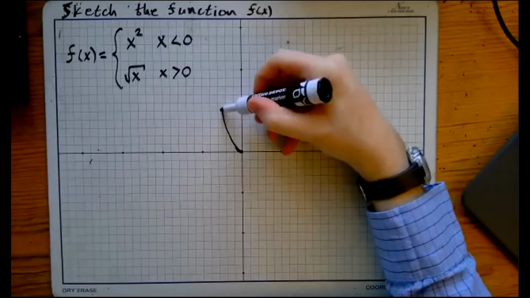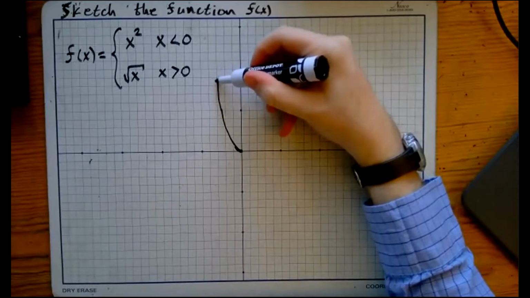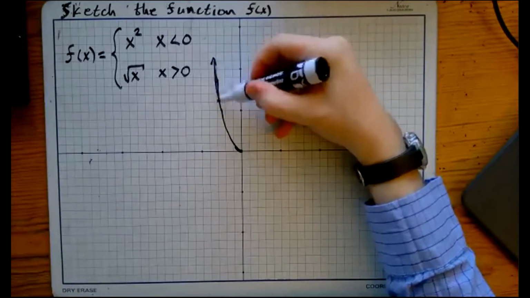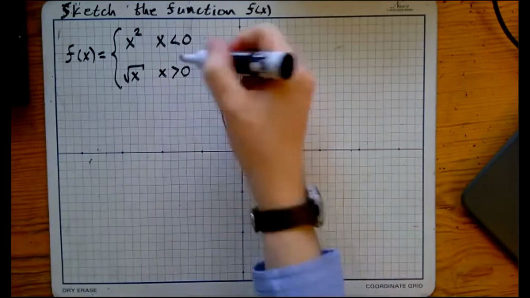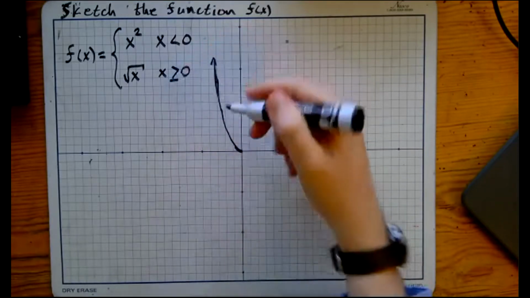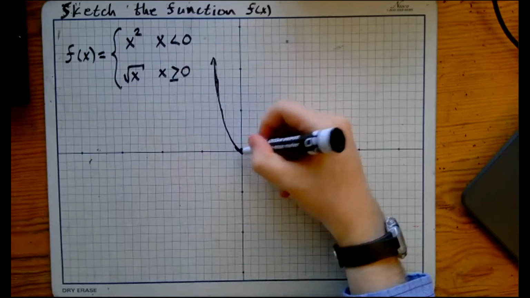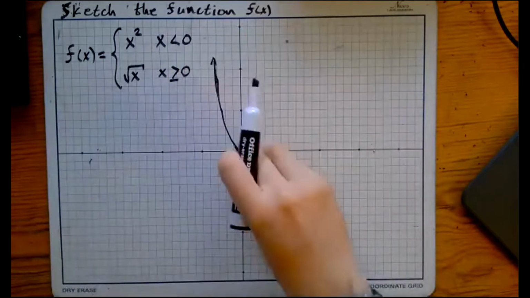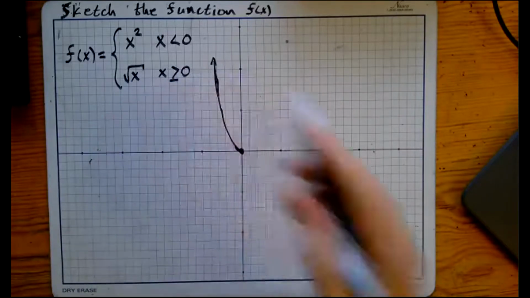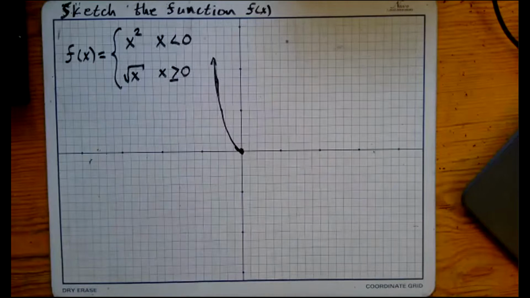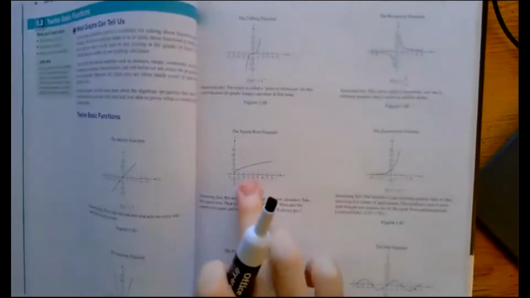So to the left, it looks something like this. Oh, wait a minute. Let me make that an or equal to. That way we don't have any ugly discontinuities. Now, when x is greater than or equal to 0, we'll instead use the square root function, which from our 12 basic functions looks something like that.